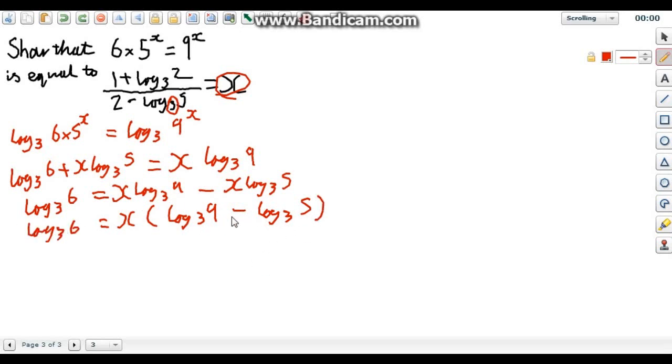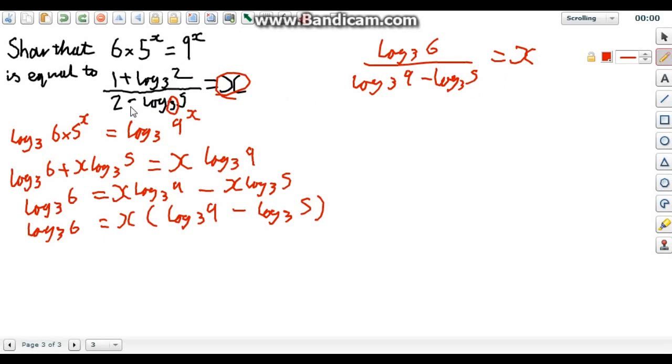Of course, I would then divide through to get x on its own. So I would then have log 3 to the 6 over log 3 to the 9 minus log 3 to the 5. So let's write that up here. Log 3 to the 6 over log 3 to the 9 minus log 3 to the 5 equals x. So now I've got what x equals to. I know I'm in the right base because I checked that straight away.